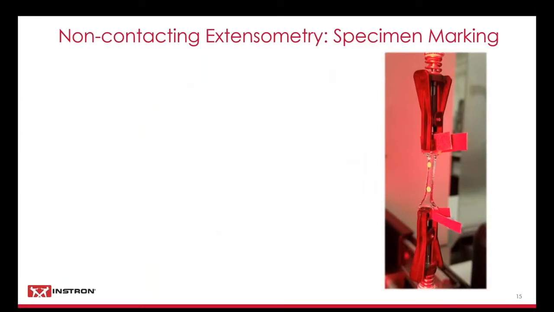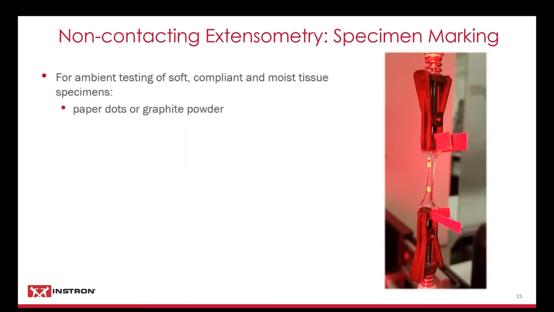So one of the trickiest parts is specimen marking for different materials. Some materials are affected by different inks or solvents. Other materials are slimy and wet, and it's very difficult to get a mark to stay on there, whether it's from a marker or a sticker. But for ambient testing of soft, compliant, and moist tissue specimens, we can use paper dots or even graphite powder.